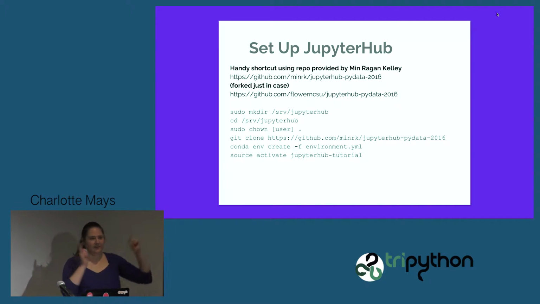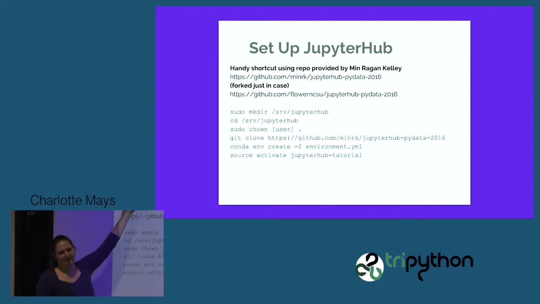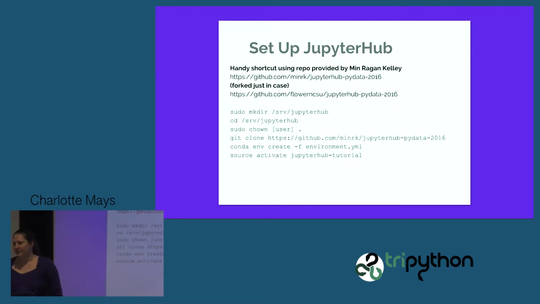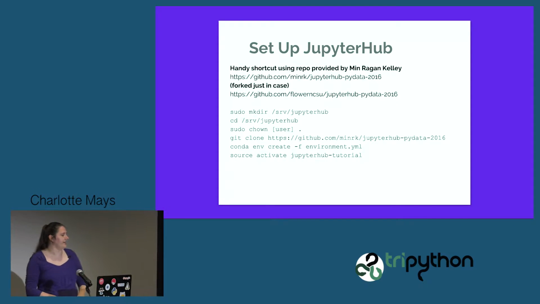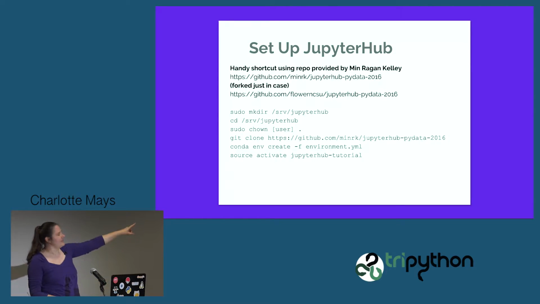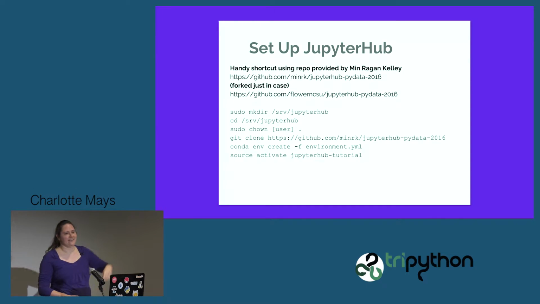So I am using a method for setting up JupyterHub that's a lot faster than doing it completely manually. This is using a shortcut graciously put up by Min Ragan Kelley, who works on the JupyterHub project itself. As you can tell from the link, he did a talk on this in one of the 2016 PyData conferences. And so I'm using his repo, and just in case, so that this presentation has a little bit better chance of longevity, I went ahead and forked it. So the second link is on my GitHub. It's exactly the same thing.